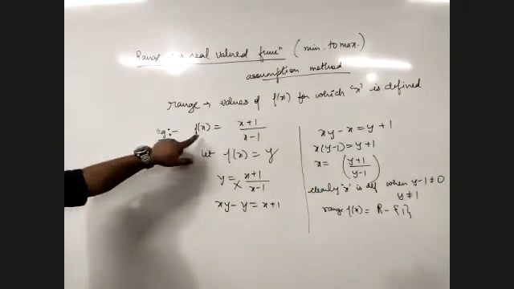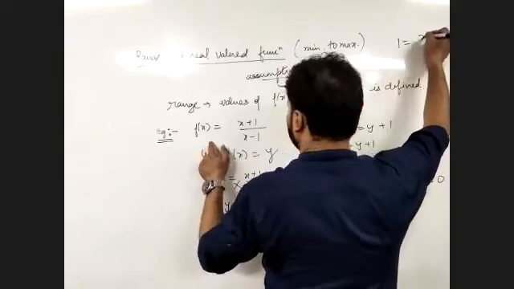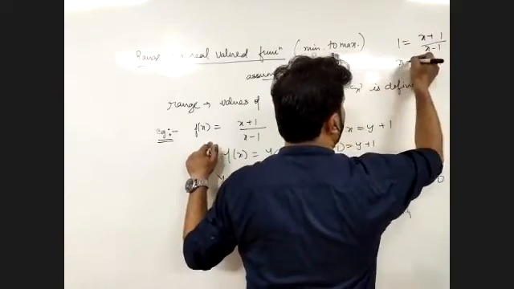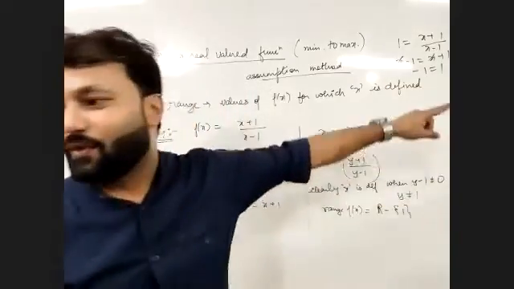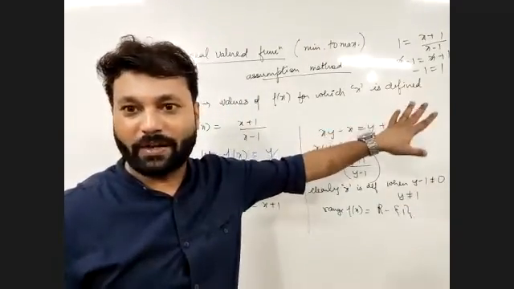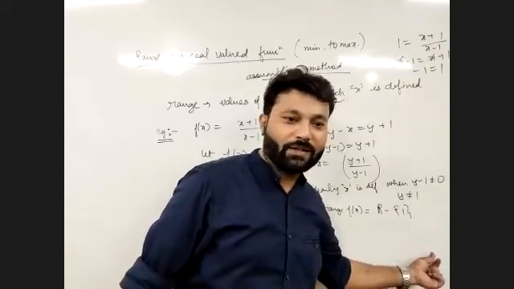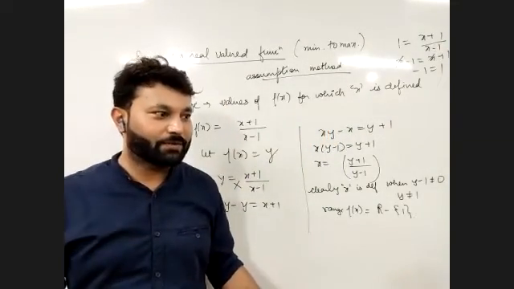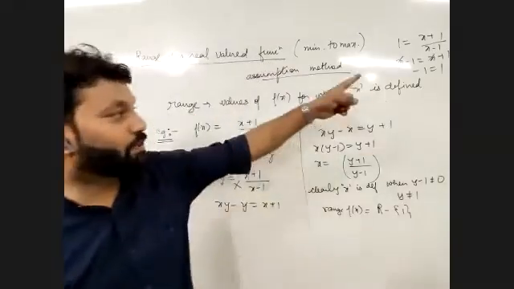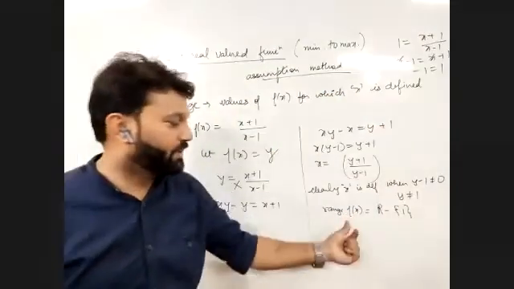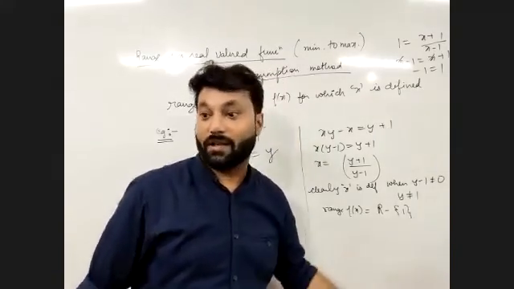If in place of fx we write 1, see what will happen. In place of fx, if we write 1, x plus 1 upon x minus 1 equal to 1, so x plus 1 equal to x minus 1, x and x cancel, 1 equal to minus 1, which is a fallacy. Minus 1 cannot be equal to 1. So that is the reason that it can be anything but not 1. So understood the meaning of range? These are the values of fx for which x is defined. So x is not defined when fx is equal to 1. So therefore range of this function is all real numbers except 1.